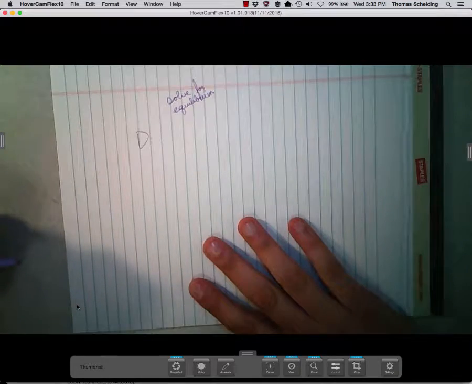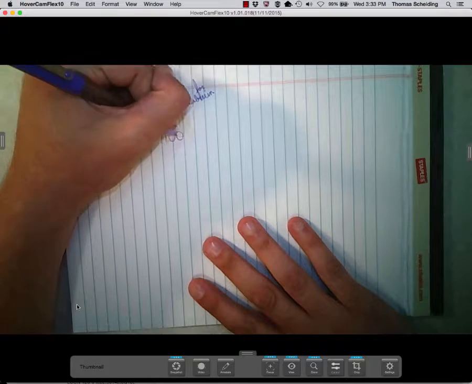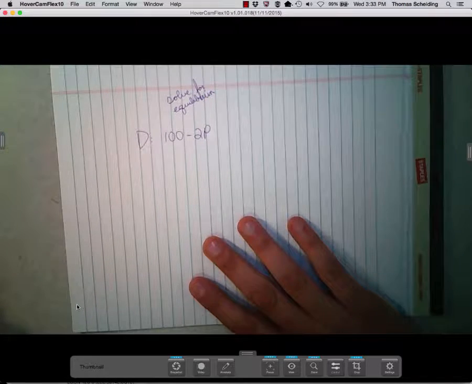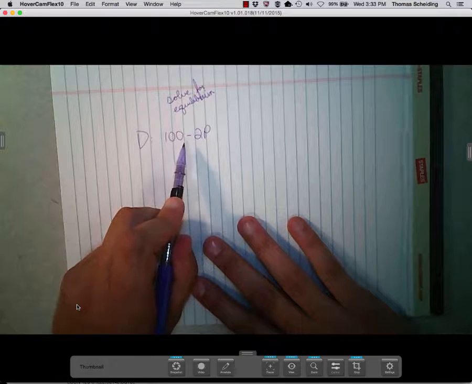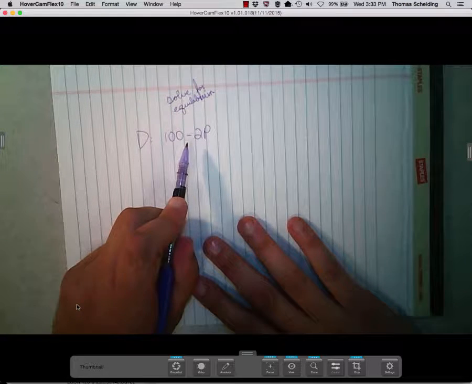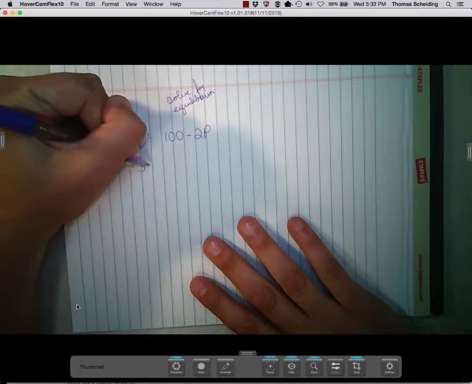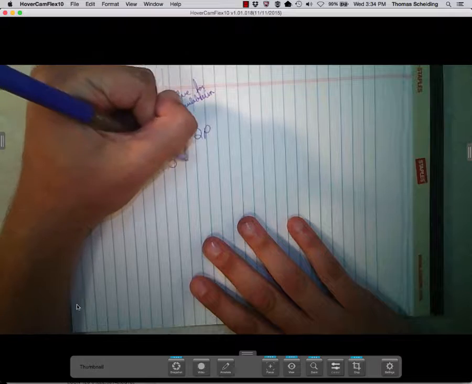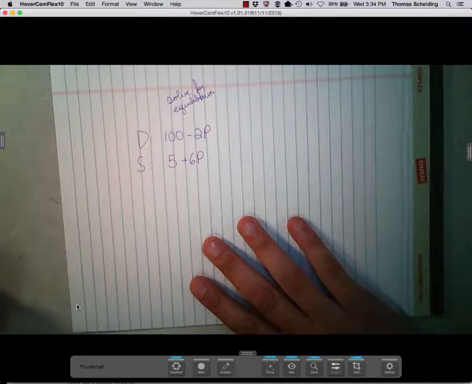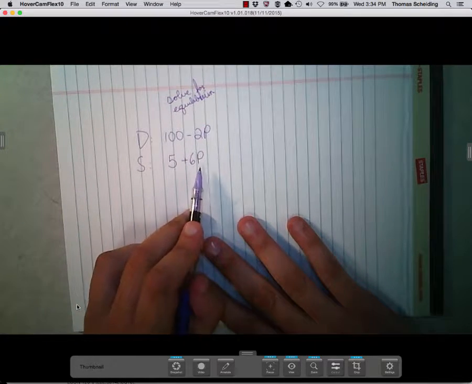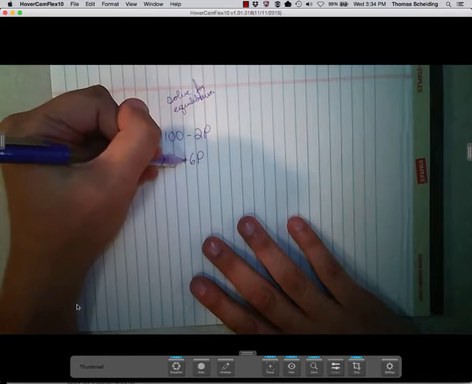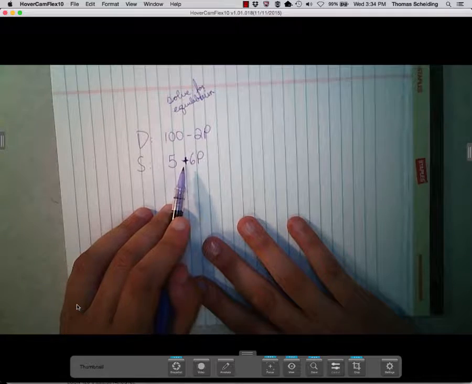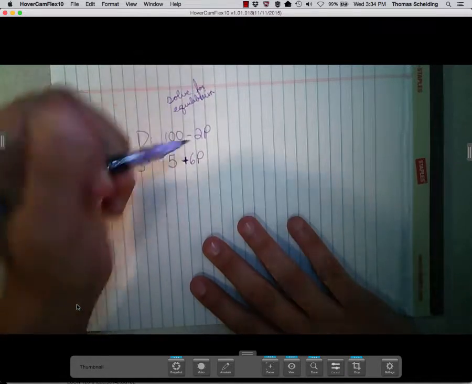say for instance, I'm given a demand function that looks like, I don't know, I'm just going to make up some numbers here, 100 minus 2p. Now there's a negative sign here because it is downward sloping. And then let's just, again, make up a supply curve here, and in that supply curve, let's just make it 5 plus 6p. So the p here is standing for the price. This is an upward sloping curve, so there's a positive sign here. Here's my supply curve, here's my demand curve.